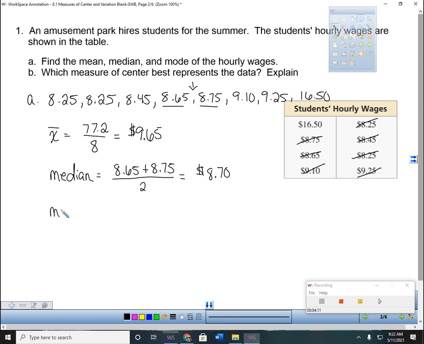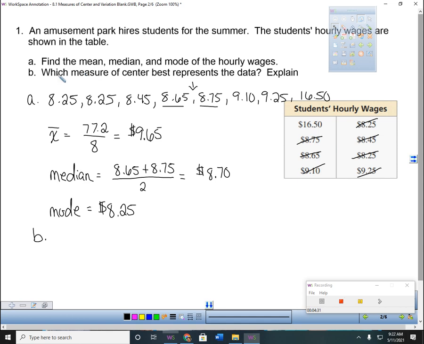And then the mode. Remember, the mode is the number that occurs the most. Well, I have two of the 8.25s, and I don't have more of any other. So 8.25 is the mode. That hourly wage occurs the most. So you have your mean, median, and your mode.